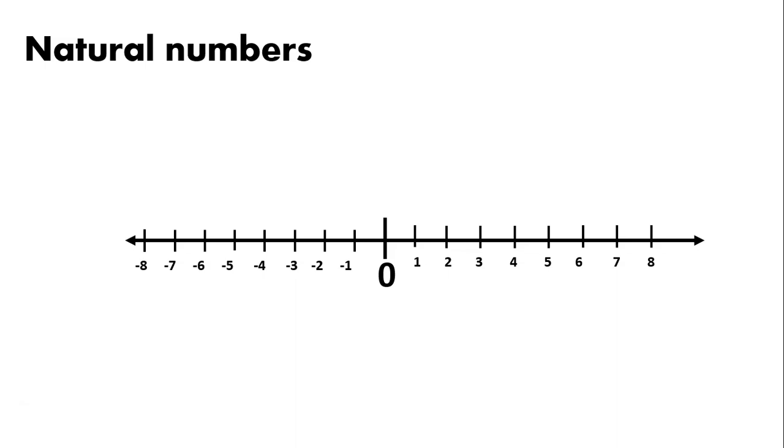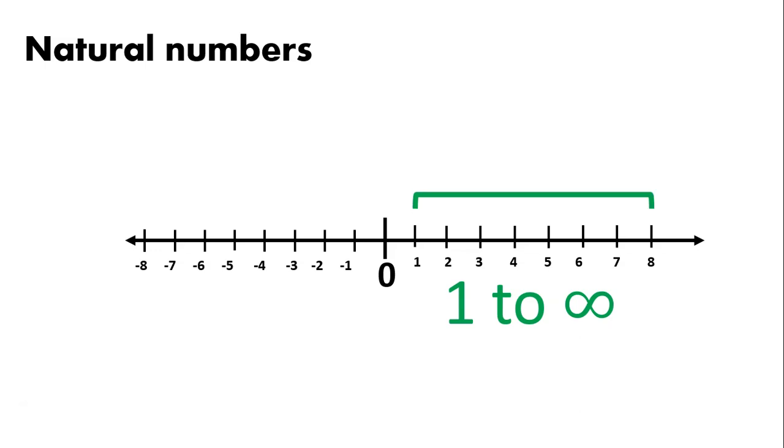So, a number line is a graphical representation of the collection of numbers through points. Each point represents a number. So, natural numbers are the numbers from 1 to infinity. They can be represented as these numbers here in our given number line, from 1 all the way to the end. They are represented with the letter N.